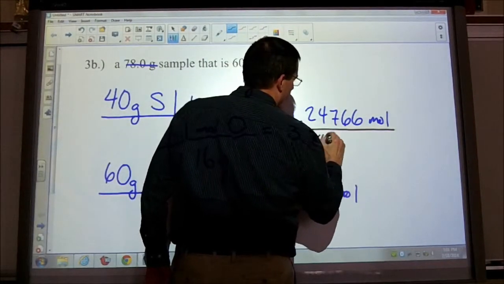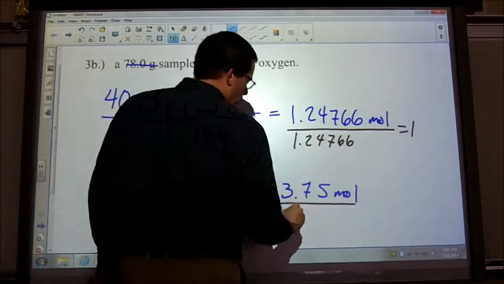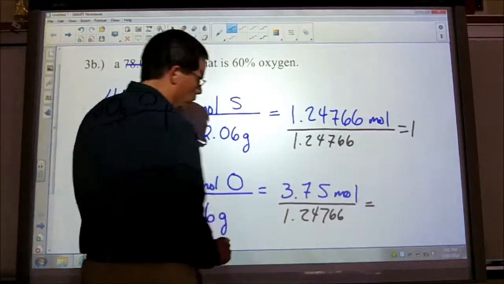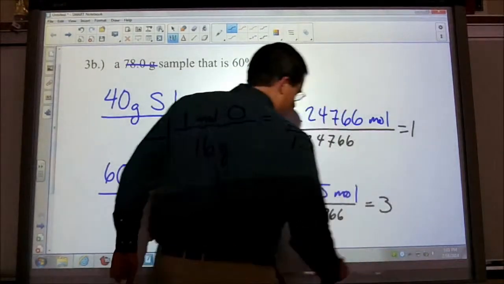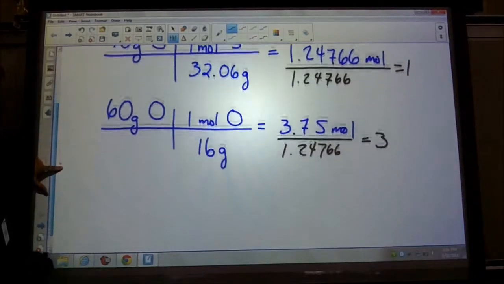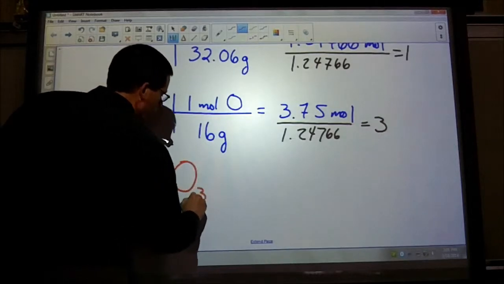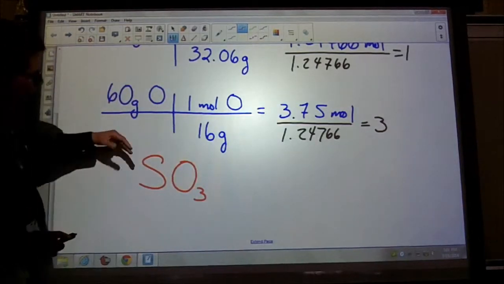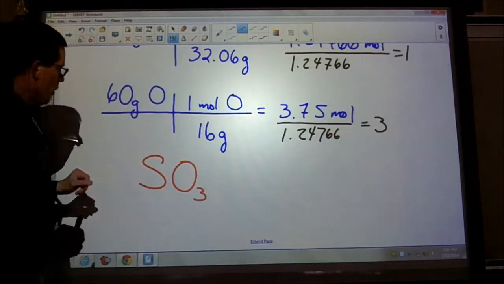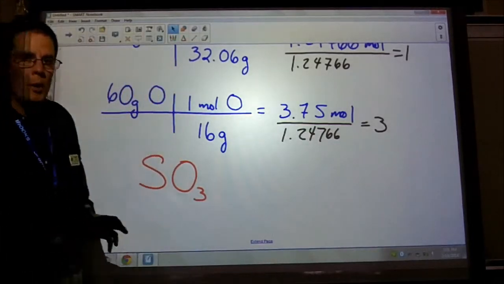So the 1.24766, that's our 1. And then that's closest to 1.25, so I think we can safely say that that is equal to 3. Therefore, looking at the overall formula for this, we have 1 sulfur and 3 oxygens, so it's SO3, sulfur trioxide. And again, since we're looking at 2 non-metals here, we don't care about the charges. So, yep, that is a legal molecule, even though we're not worried about the charges.